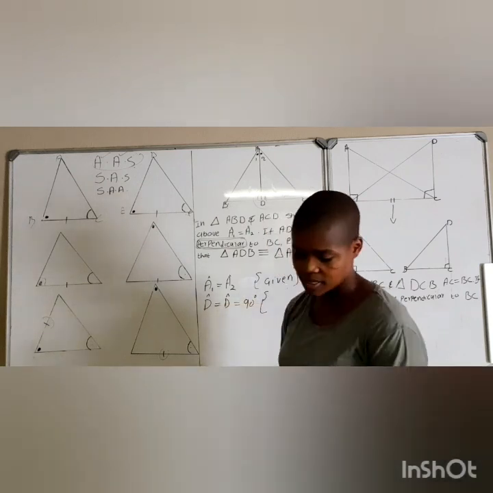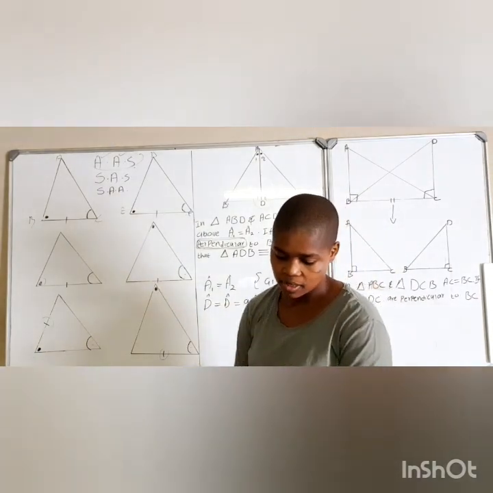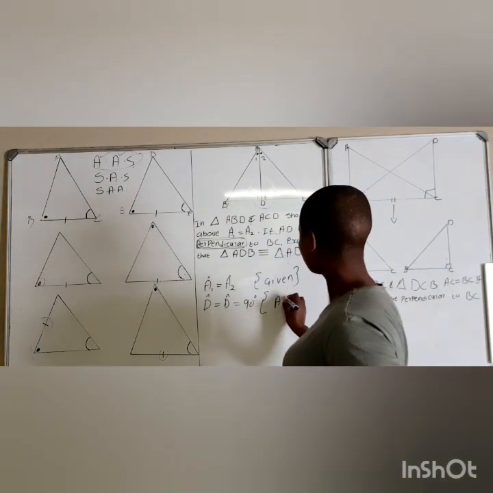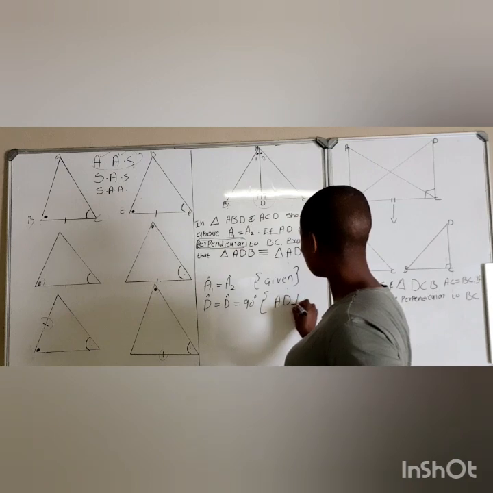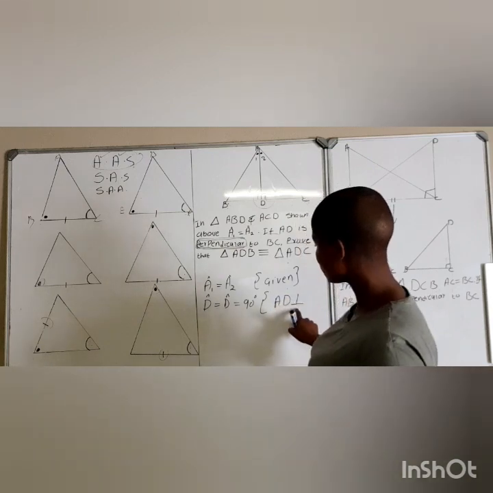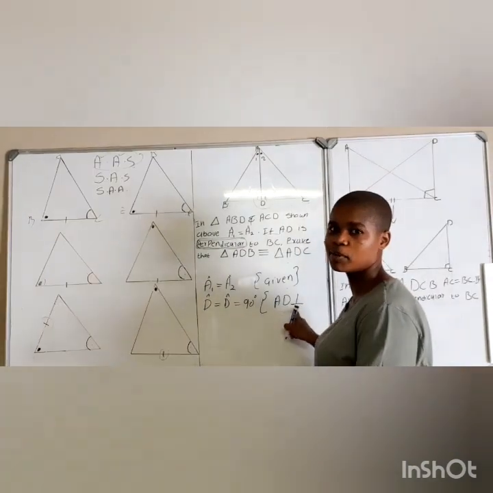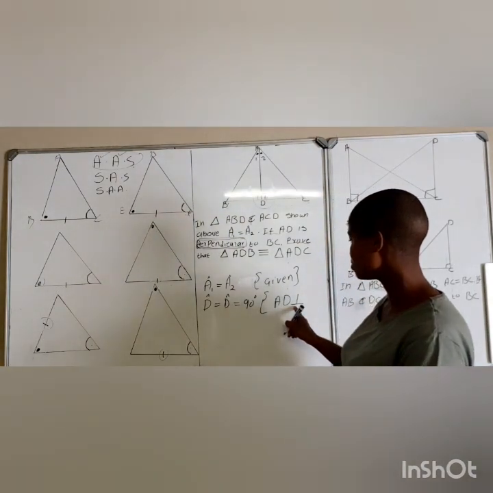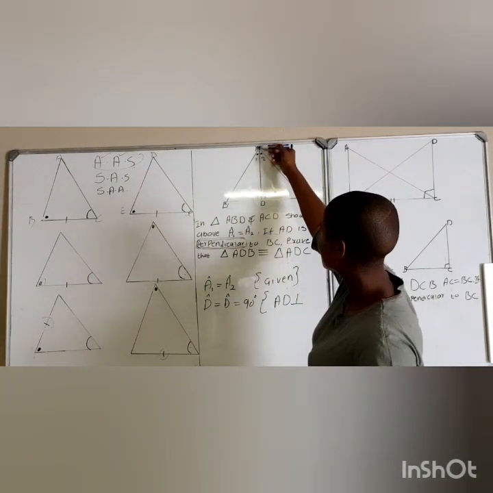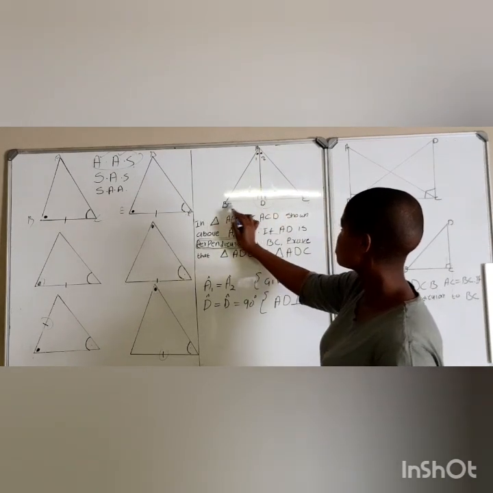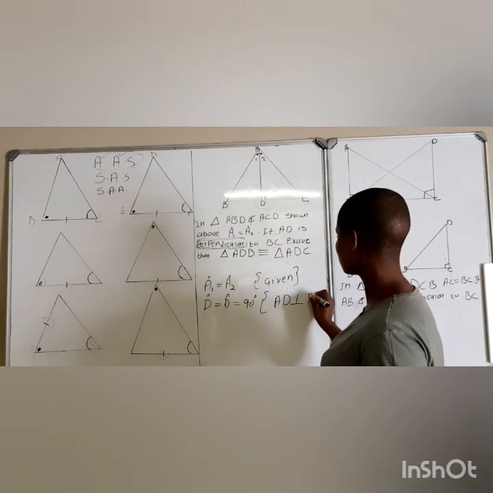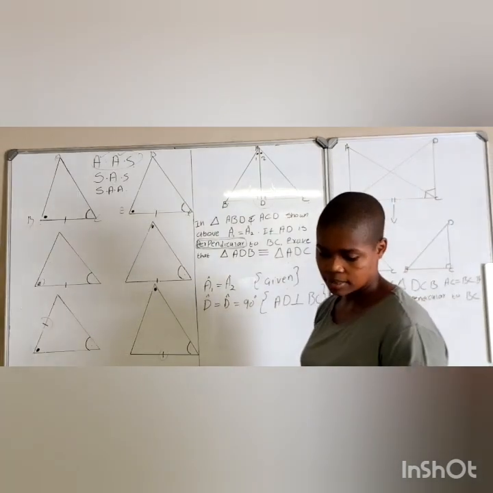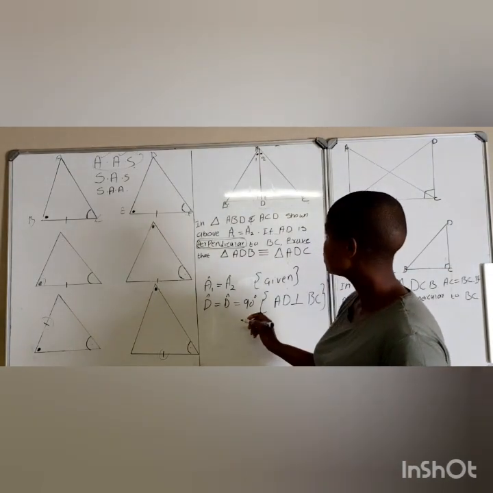And what is my reason? My reason given is that AD is perpendicular. This is how you write perpendicular. One thing that I love about math is that you don't have to write long words. So this is the sign for writing perpendicular. They said side AD is perpendicular to BC. Perpendicular to BC. Well done. And then now you are concluding.